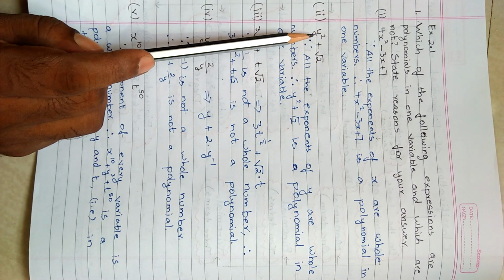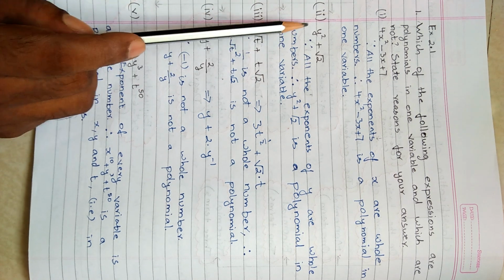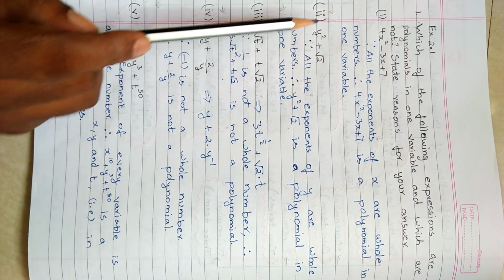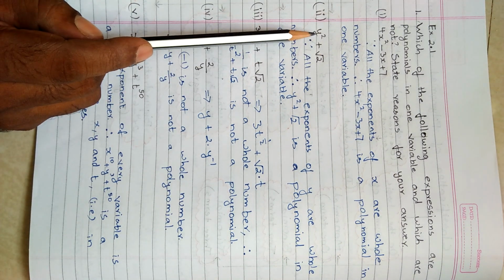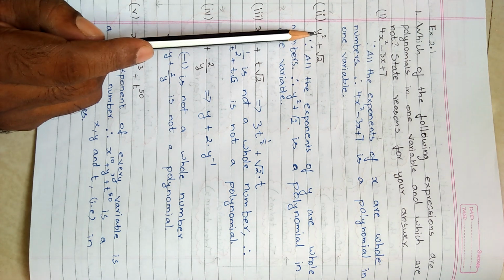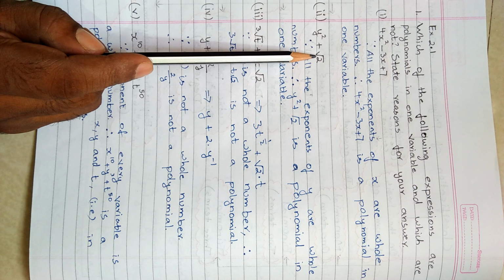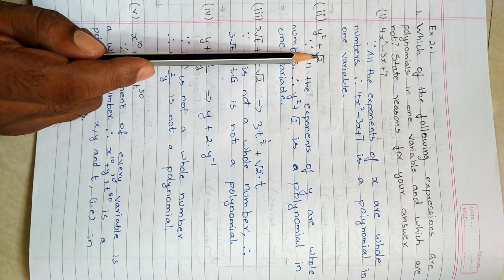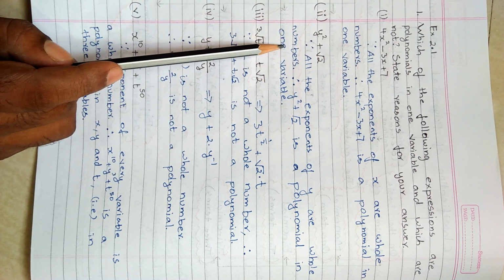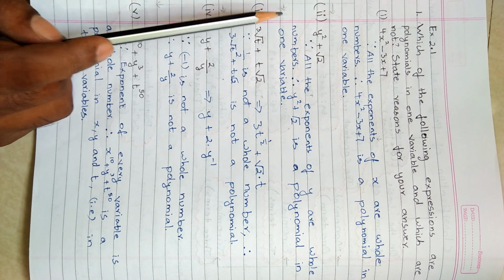Second one, y squared plus root 2. See here, so we have y. So all the exponents of y are whole numbers. For the previous sum we had x squared and x, we have here only y squared alone. But here also we have a constant term. Root 2 is a constant value. So therefore this is also a polynomial in one variable.